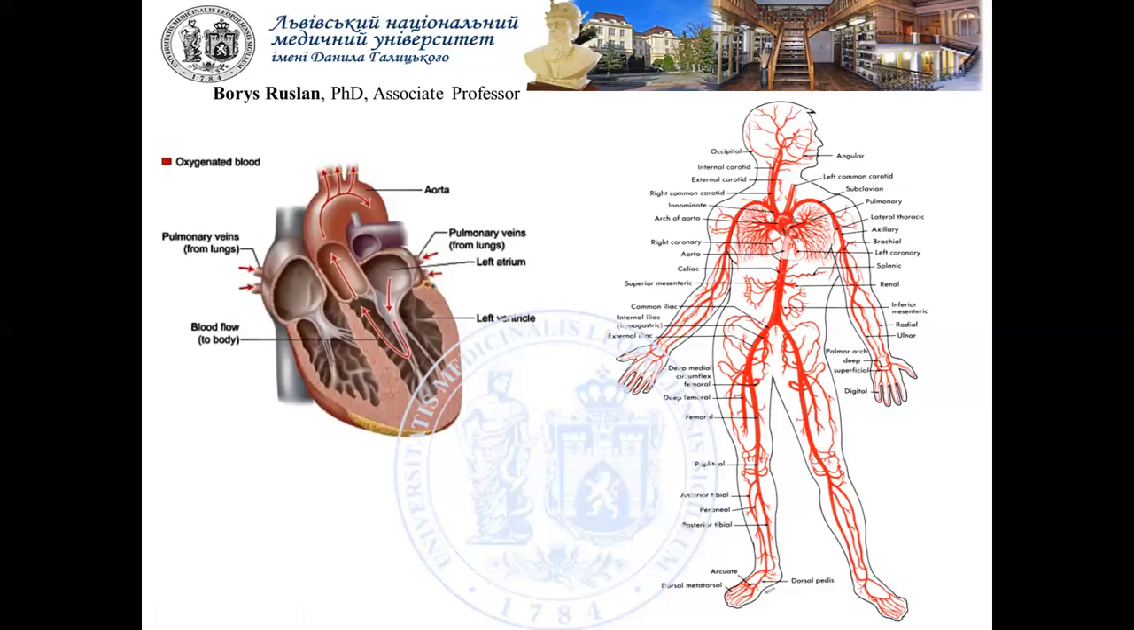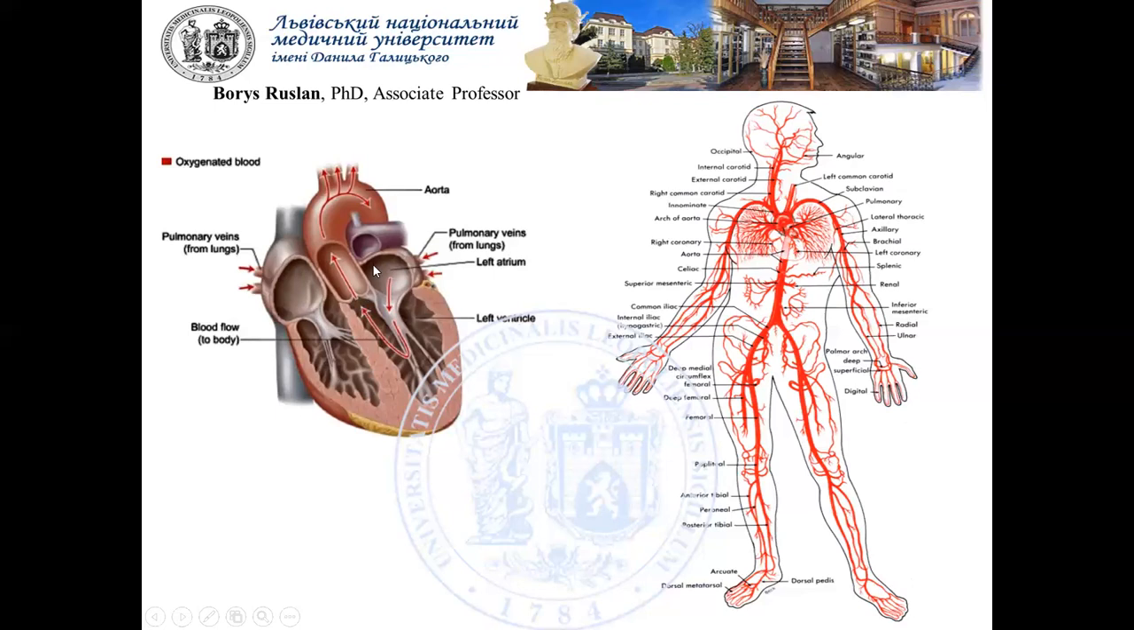Spleen. These organs give their venous blood into the vena porta. From the lower part of the body, venous blood accumulates in the vena cava inferior, from the upper part in the vena cava superior, and both go into which chamber? It's the right atrium. From the right atrium it goes into the right ventricle.